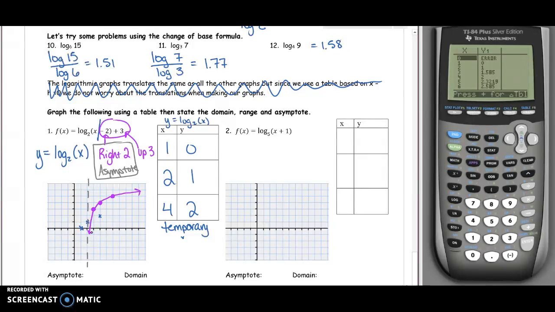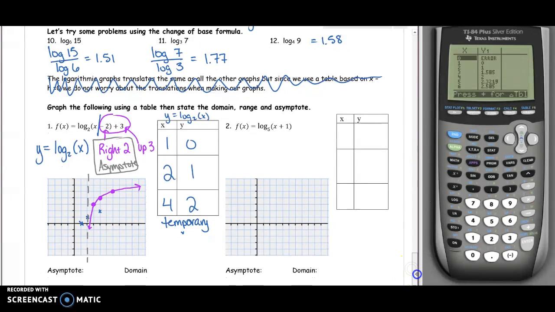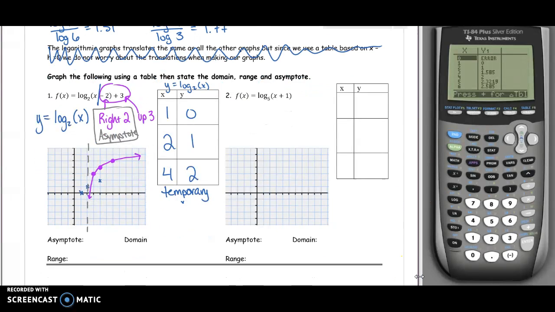So there's a lot of things to think about. You think about your temporary equation, get your points, move the points, think about your asymptote, connect your dots, and now let's do the part at the bottom. The asymptote moved right 2, so the equation for the asymptote is x equals 2.